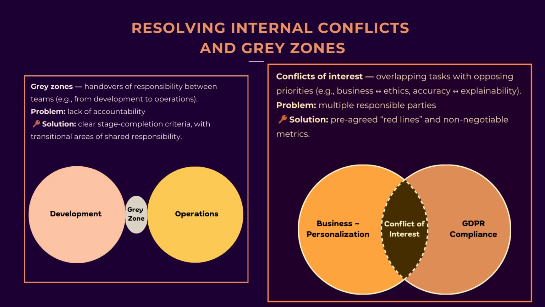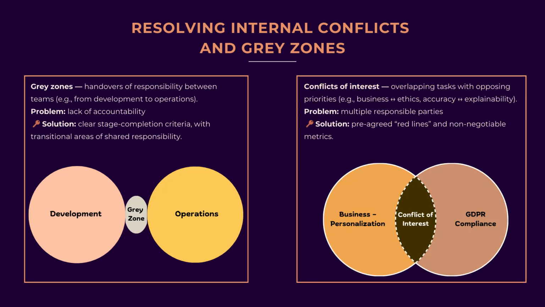Conflicts of interest are zones where teams' objectives often clash and each considers its own priorities superior, for example business objectives versus ethics and compliance. Business may push for deeper personalization while compliance specialists push to limit personal data use. Here, pre-agreed red lines that business cannot cross are crucial, or the accuracy versus explainability priority conflict, where pre-agreed explainability metrics are essential. We must pay particular attention to processes in such risk zones when building responsibility matrices.